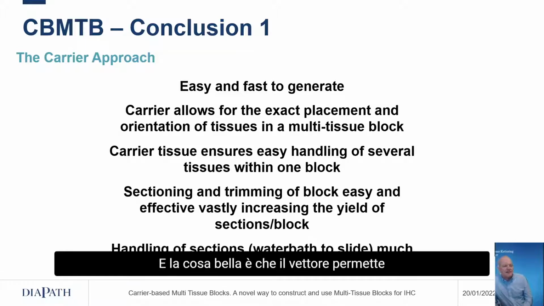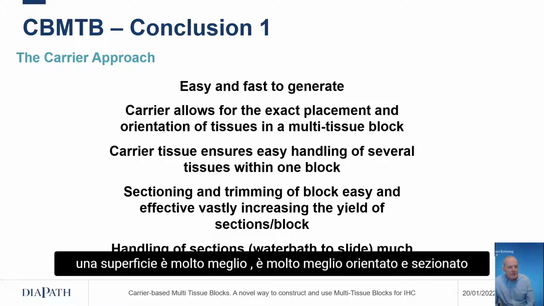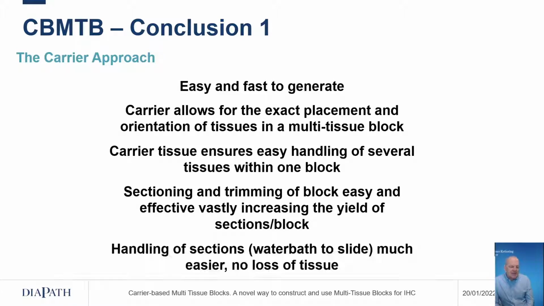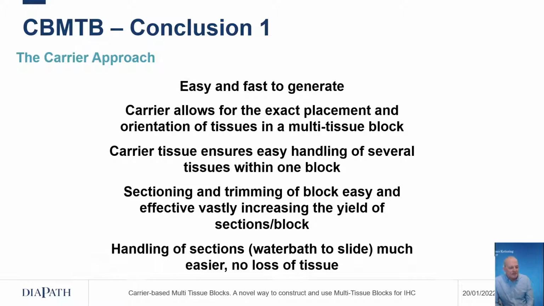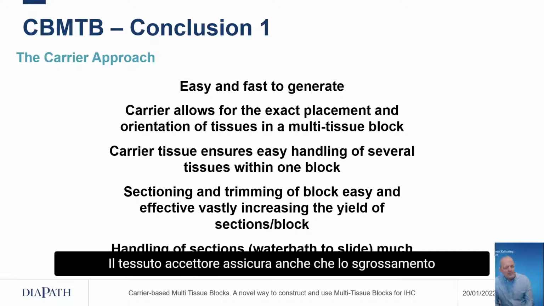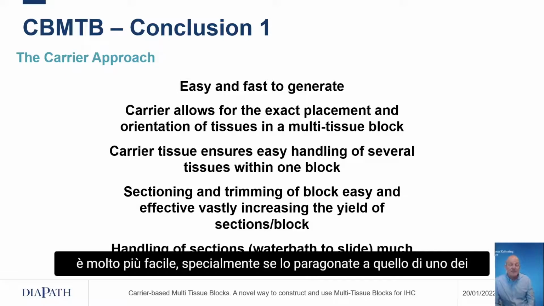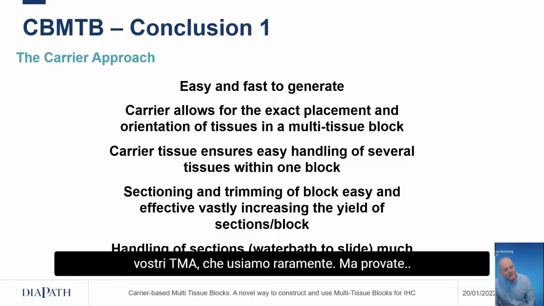And the nice thing is that the carrier allows for an exact placement of the tissues that you normally have to be upright. For example, skin, colon, everything with a surface is much better to be sectioned and handled in a carrier tissue. You can reduce the size of the tissue, and you can reduce the size of one block. The carrier also ensures that the sectioning and trimming of a block is much easier, and this especially applies to TMAs, which we rarely use. But if you do TMAs, try a carrier tissue and you will see a big difference.